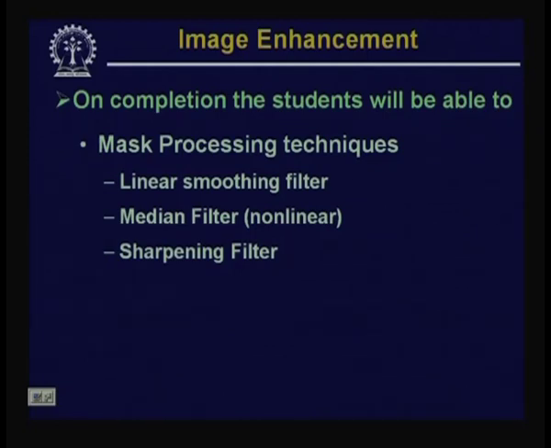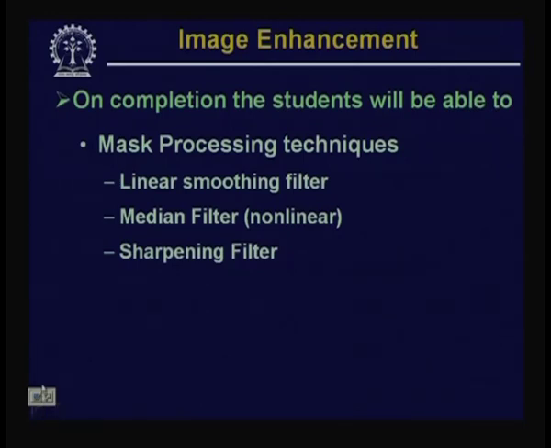The first one is the linear smoothing operation. The second one is a nonlinear operation, which is based on the statistical features of the image, known as the median filtering operation. And the third kind of mask processing technique that we will talk about is the sharpening filter. Now, let us see what this mask processing technique means.